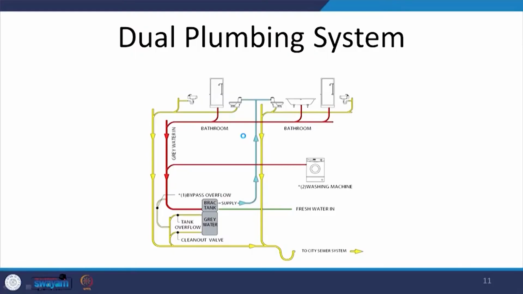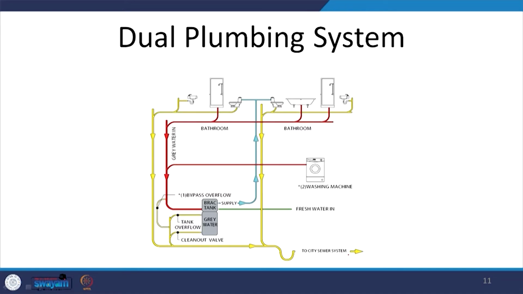So, this schematic very clearly explains how the dual plumbing line functions. We have this wastewater, the red one, coming from the bathrooms, the flushes, sinks, etc. This is the grey water which is being taken in, treated, and supplied back into the flushes. Here it is only going up to the flushes, that is why the extra black water is being sent to the city sewer. So, black water is not being treated here.